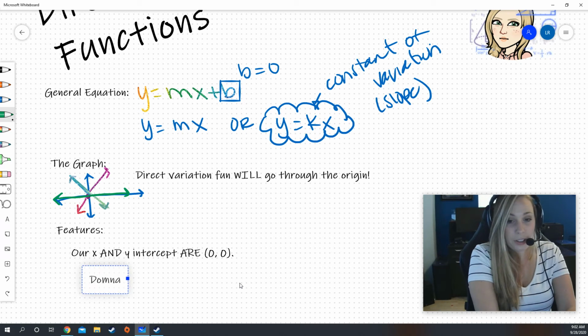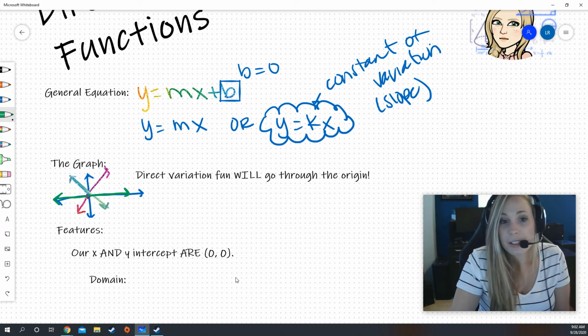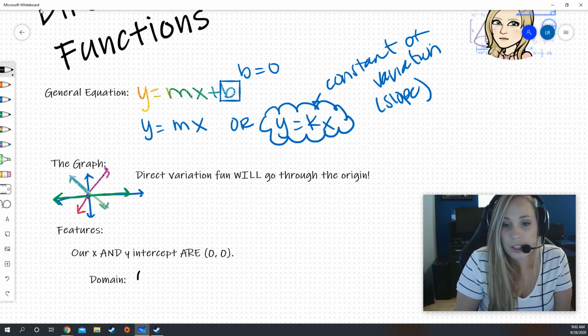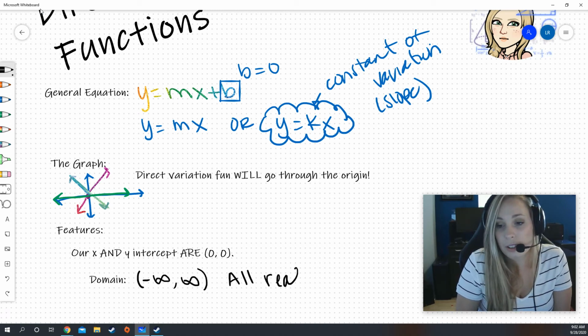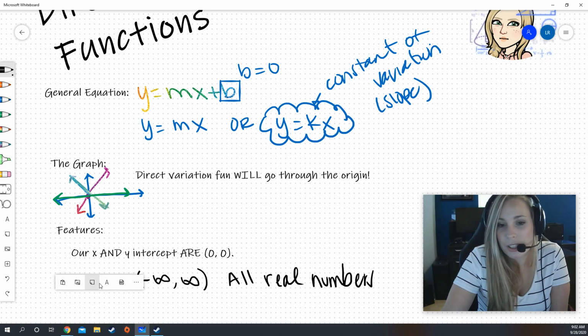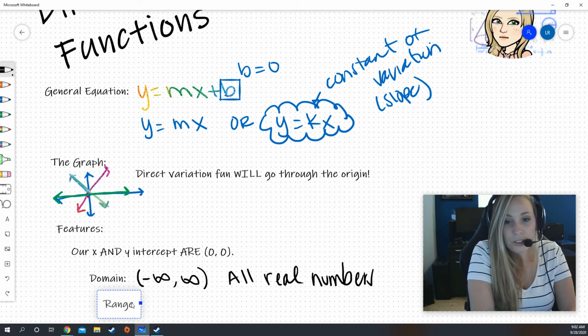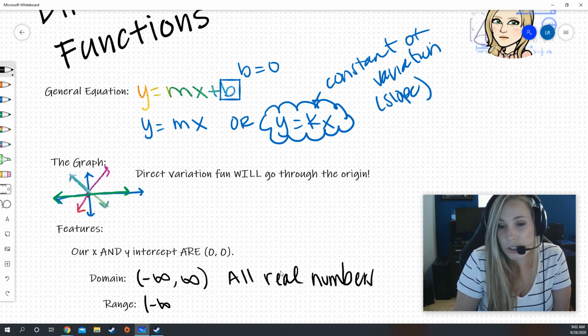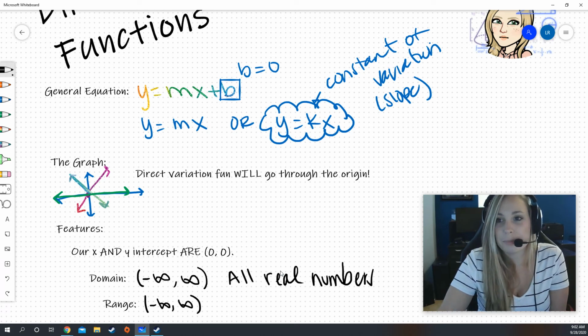Now, the domain of the function is exactly the same as a linear function. That domain is still going to be all real numbers. So in interval notation, that means negative infinity to infinity. This is interval notation saying negative infinity to infinity, meaning all real numbers. That's what that means. Is that there's no restriction on the input that you can use. You can put anything that you want. Now our range is also all real numbers, meaning that your outputs, there's no restriction on them. So negative infinity to infinity.